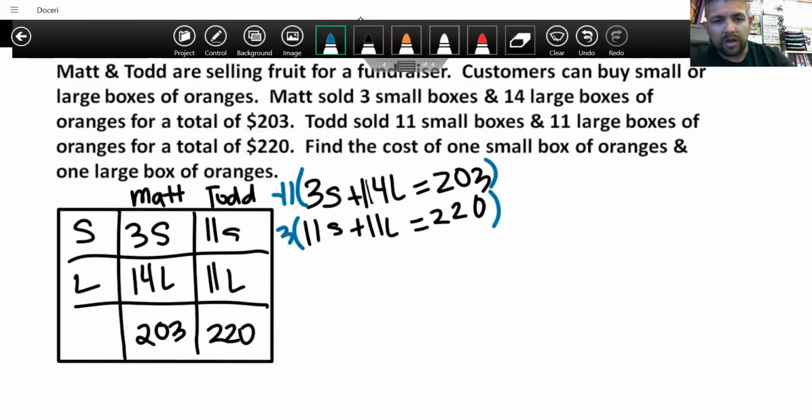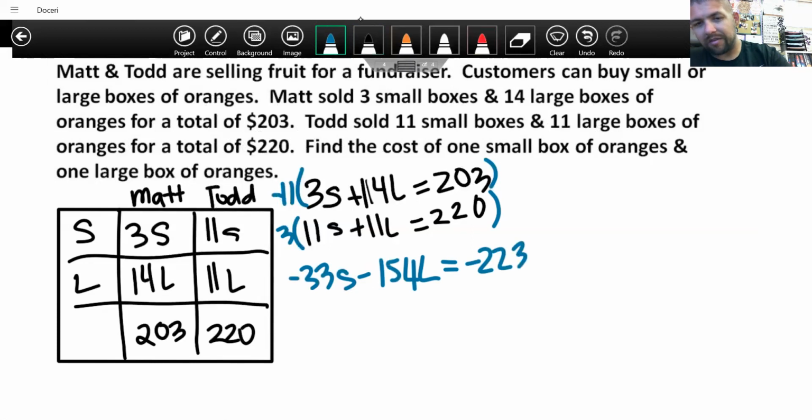So negative 33S plus, I'm going to take out my calculator. This will be 11 times 14, or negative 11 times 14, which will give me a negative 154L. 203 times negative 11 is going to give me negative 2,233. It's okay, we can still do it.